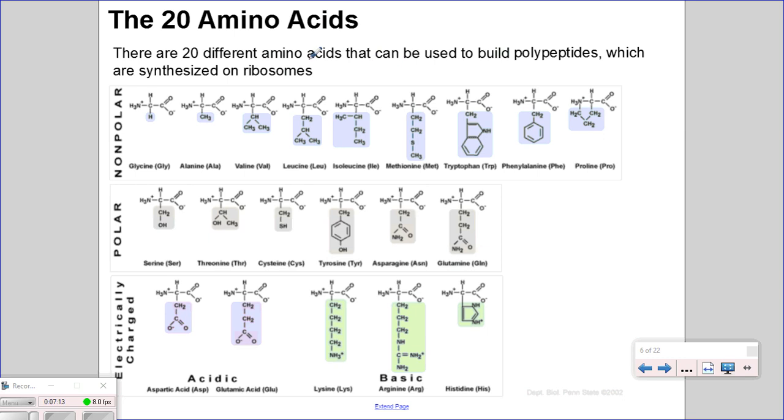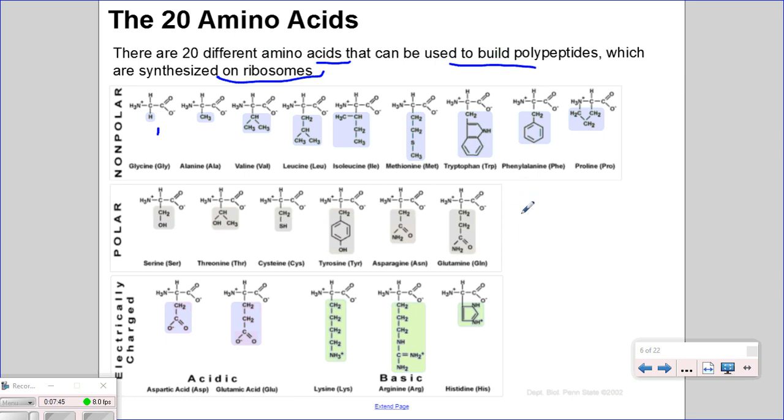So there are 20 different amino acids in total, and these 20 different amino acids can be used in any sequence to build polypeptides. And those polypeptides, those amino acids, are assembled together in those polypeptides on ribosomes. So here are the 20 different amino acids. The highlighted parts for each of them are the R groups that specify the type of amino acid that we are dealing with, or the specific amino acid that we are dealing with.